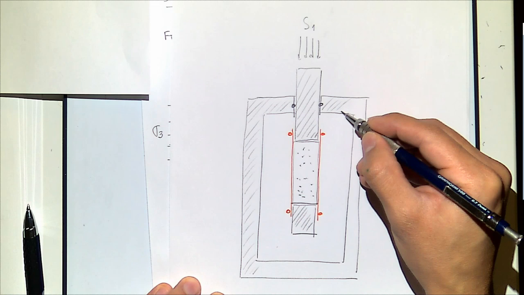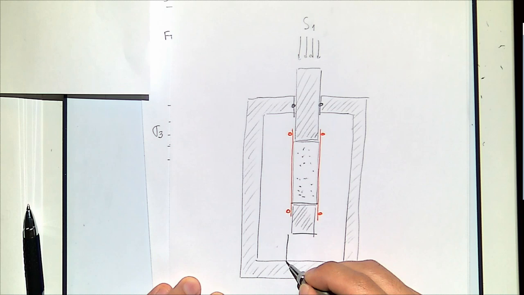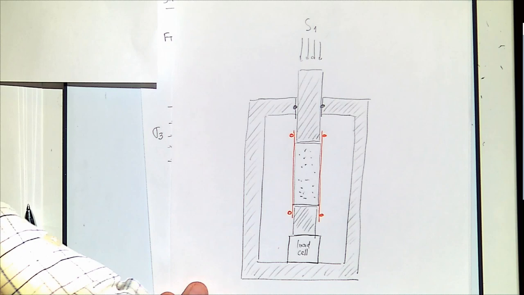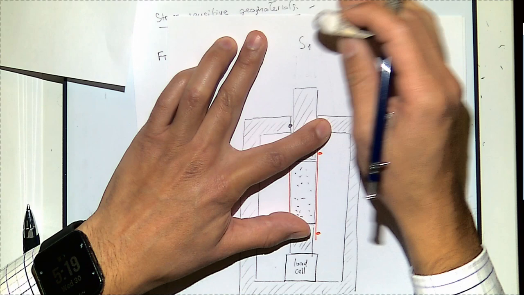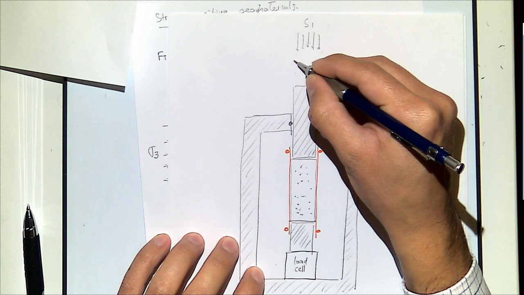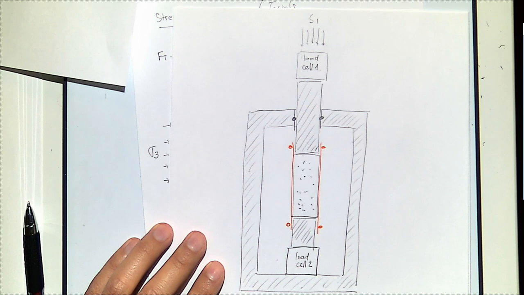And in this pressure vessel, inside here, sometimes, not all times, you could put a load cell. And let me make this a little bit more complete. In order to measure S1, here you put another load cell. So let's call this one number 1 and this one number 2. Okay, but at the end of the day, you're just applying an axial stress. If you have no pressure in here, then it's unconfined.